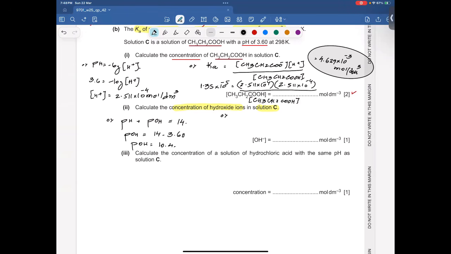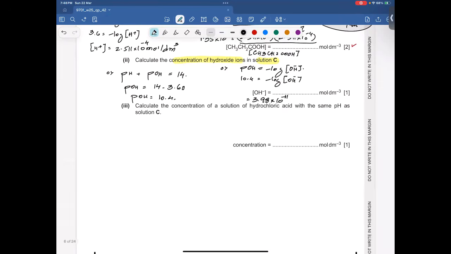Now from this pOH value, I can get the concentration of hydroxide ion. That's 10.4 equals minus log of the hydroxide ion concentration. So the concentration of hydroxide ion is going to be 3.98 times 10 to the power minus 11 mol per dm cubed. It's basically shift log minus 10.4, so 3.98 times 10 to the power minus 11. That's the answer.